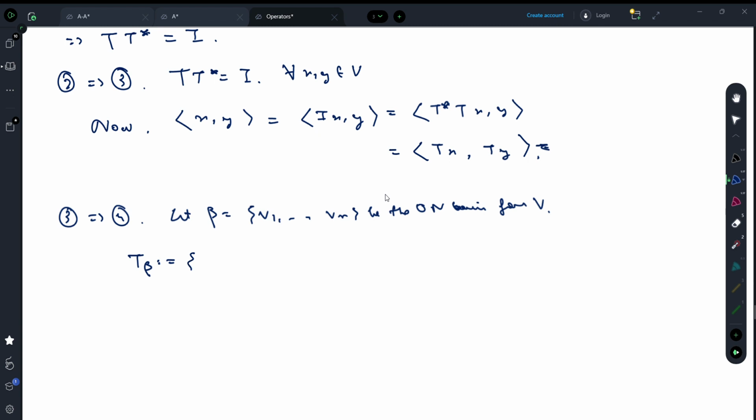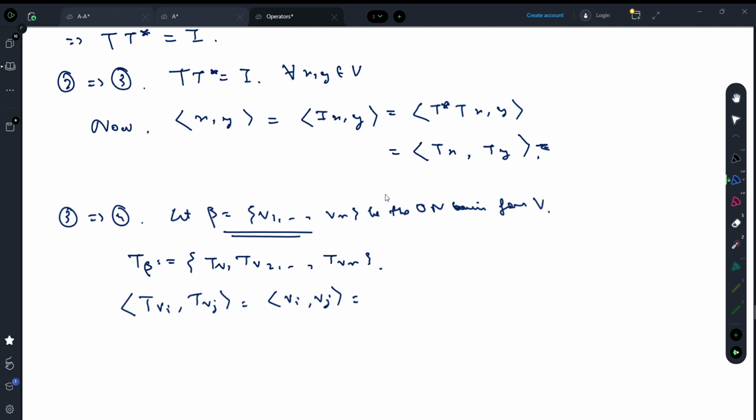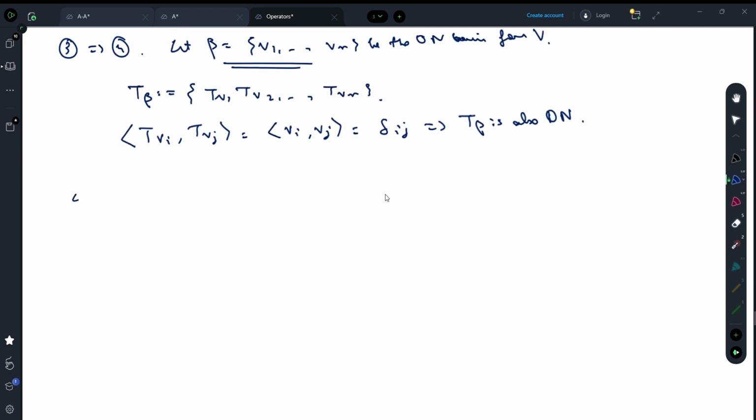We define T beta to be the collection of all elements of the form Tv1, Tv2, and so on till Tvn, right? But then observe the inner product. Since we have chosen 3 to be true, the inner product of Tvi, Tvj is equal to the inner product of vi, vj. But since beta is an orthonormal set, it's just delta ij. That immediately means that T beta is also orthonormal. Now 4 implies 5 is trivial, as I just said previously. It's trivial.